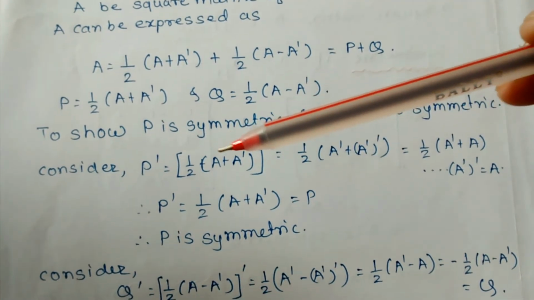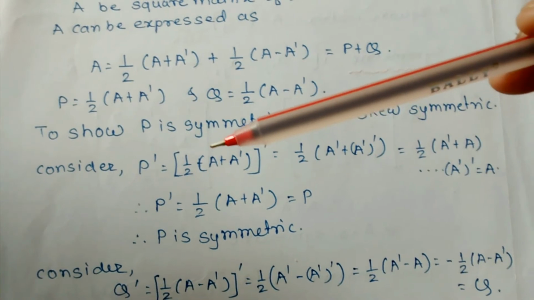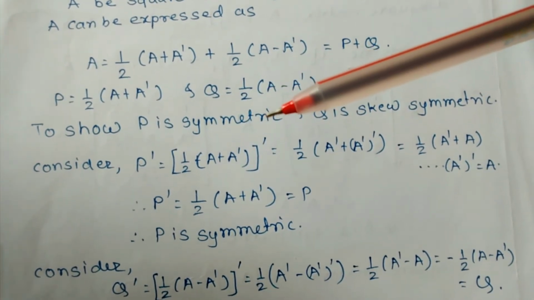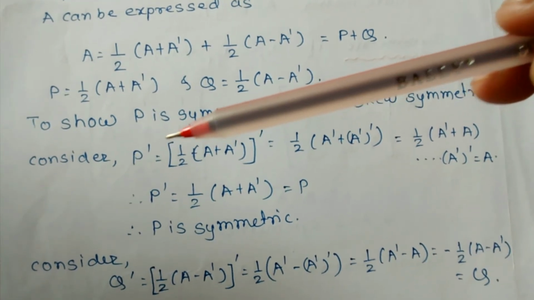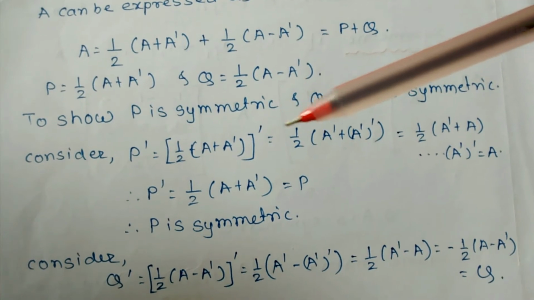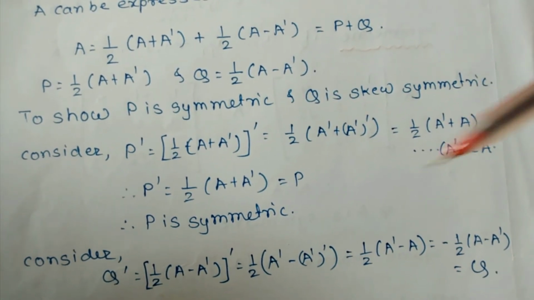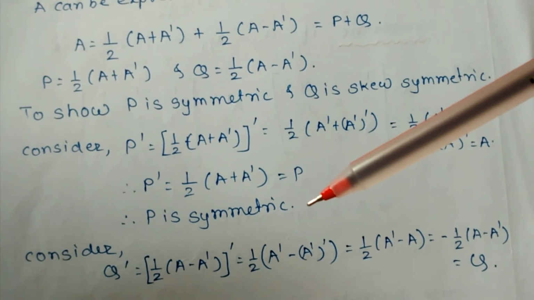So we begin with P transpose. What is the definition of P symmetric? We have seen already. P is symmetric if and only if P equals P transpose. So I begin with P transpose. P transpose is 1/2 (A + A transpose) transpose. On simplification, we get P transpose is equal to P. Therefore, P is symmetric.